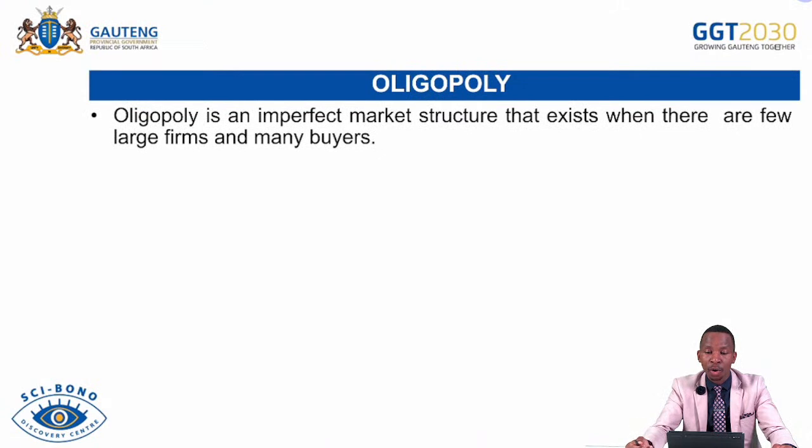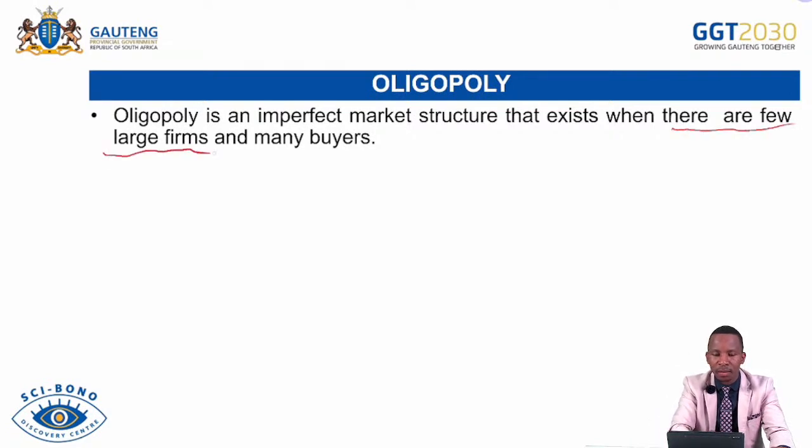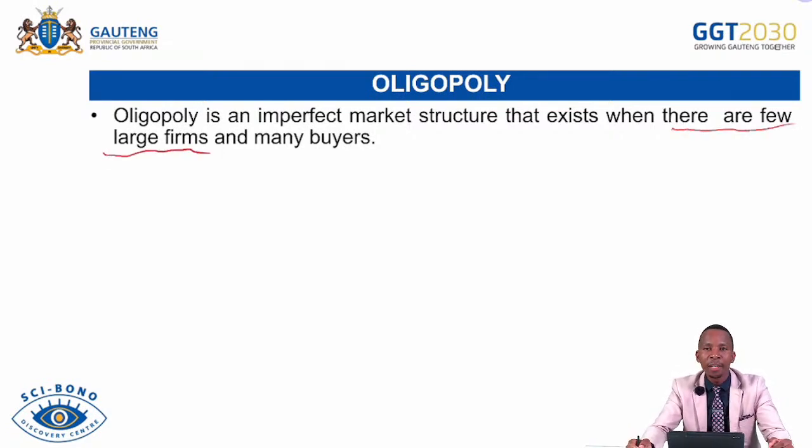So, like I said, oligopoly is the market structure that exists if there are few large firms and many buyers. Oligopoly is an imperfect market structure that exists when there are few large firms and many buyers. So, firms that exist under oligopoly are few. They are not that many as you can compare to monopolistic and the perfect market. So, they are few and they are very large.